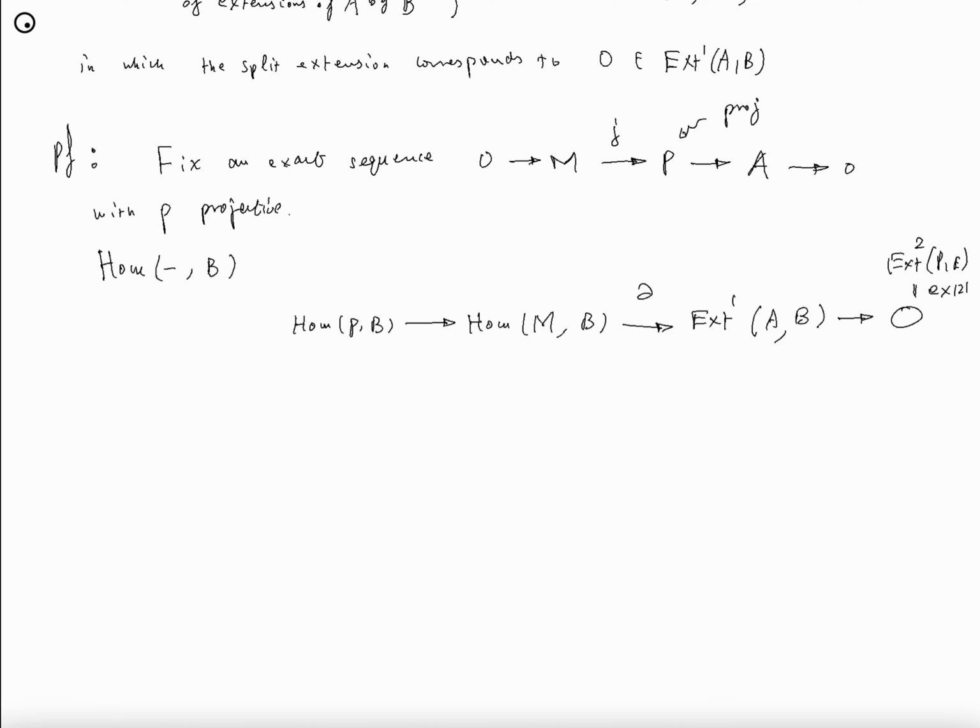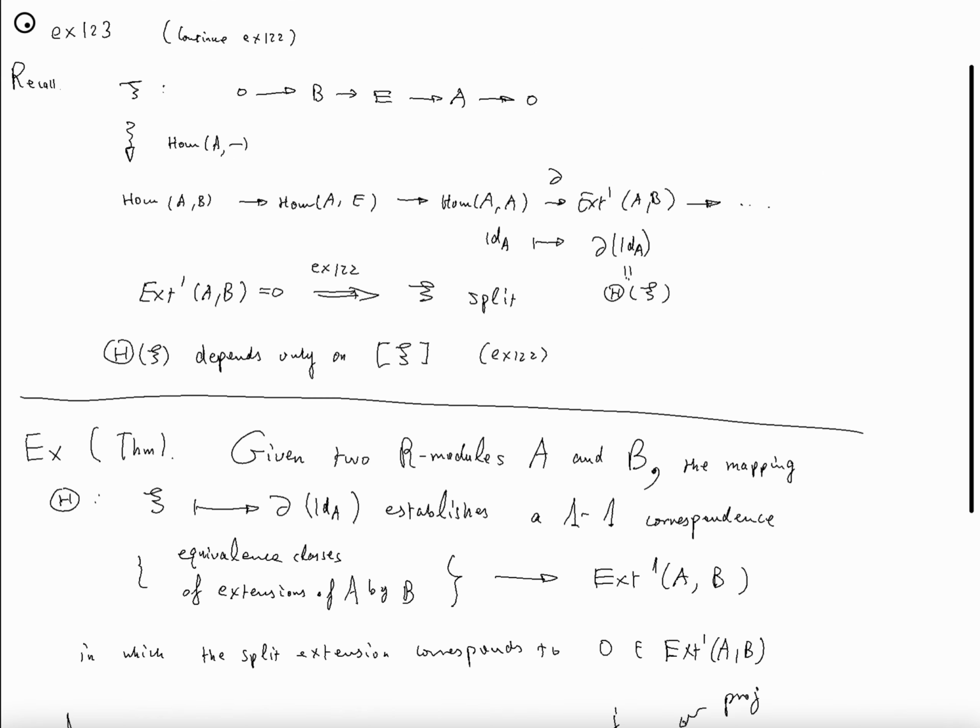And now we have this surjective map. What we have to do is prove that this map, from extension class to its obstruction, which is the capital theta, is a bijection.